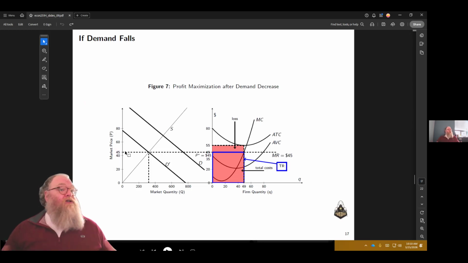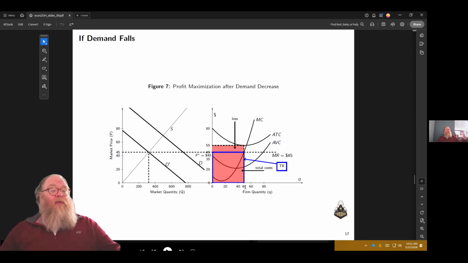Again, though, the firm is a price taker. The firm is going to charge $45 for this product. The firm has to now figure out, at a market price of $45, what is my profit maximizing level of production? The logic does not change. The firm is going to take that $45 price, set it equal to marginal cost, and they're going to find that at a market price of 45, their profit maximizing quantity is 49 units.